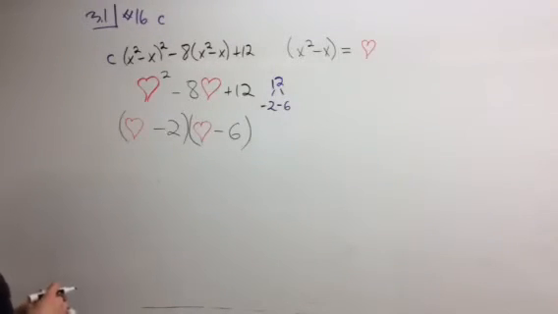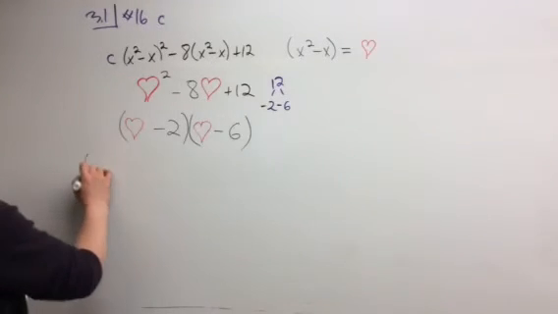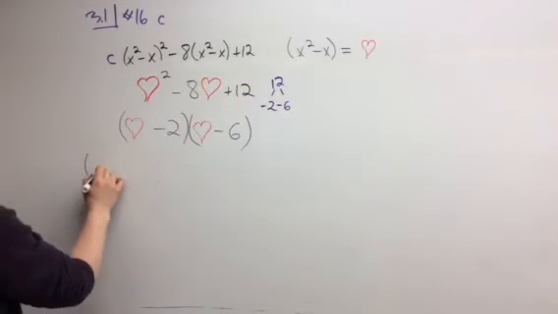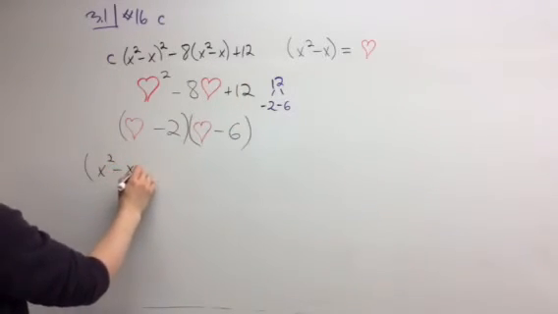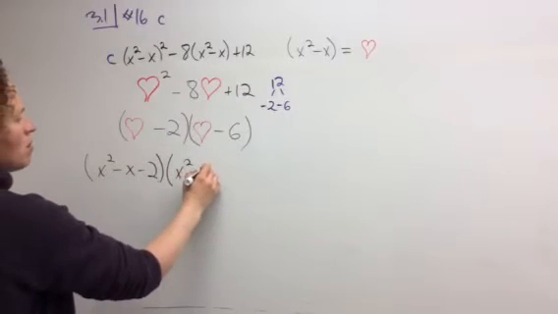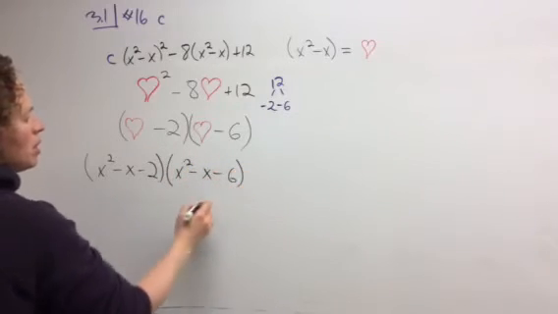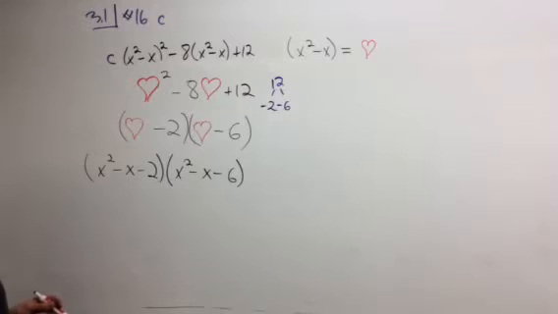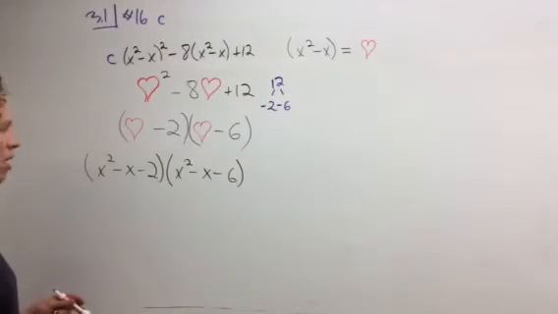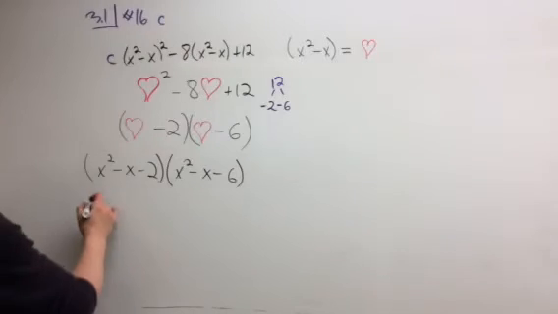Now I put in the substitution. So what it looks like now is I put in my x squared minus x wherever I have a heart. The same way you would do with the other ones. There's my x squared minus x. All right. And now what I have is two trinomials. So I have to factor them. But I don't have to do any real work because they're just x squared trinomials.